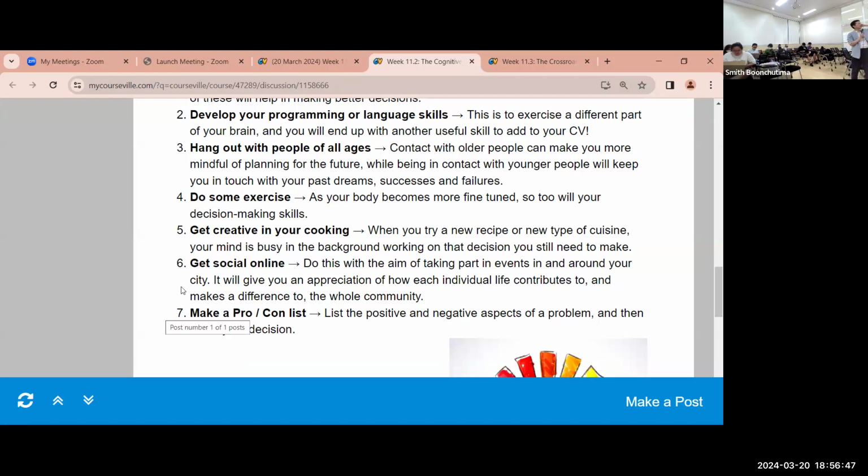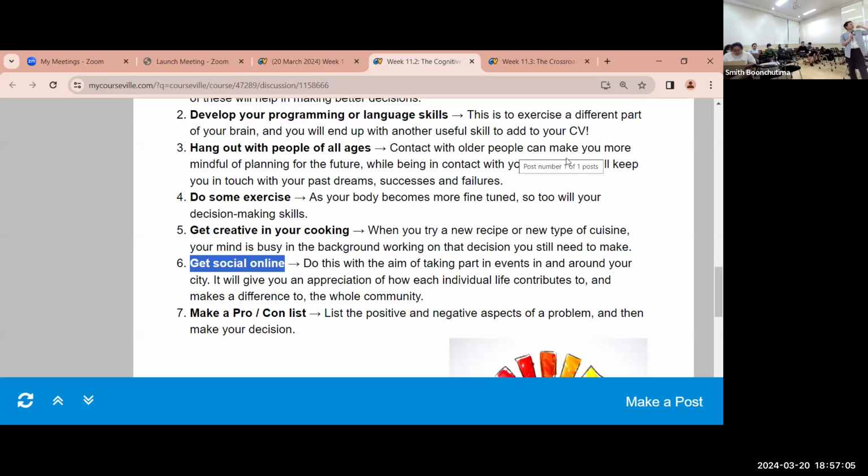And the sixth approach is to get social online, because when you are online and talk to people and learn about their experience, you will also learn about yourself.